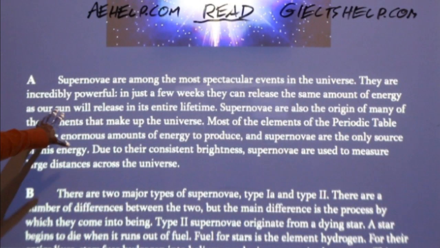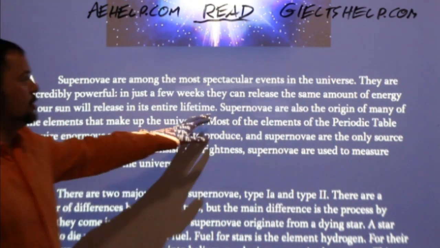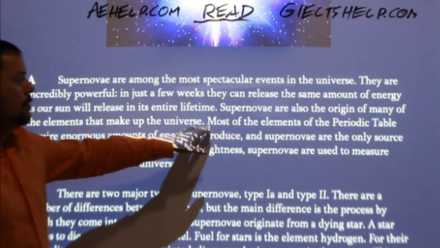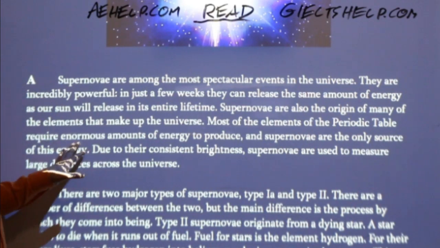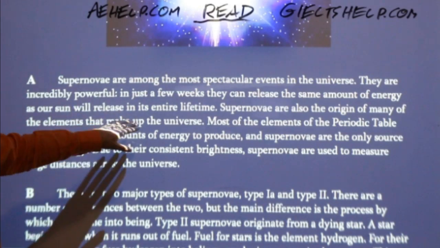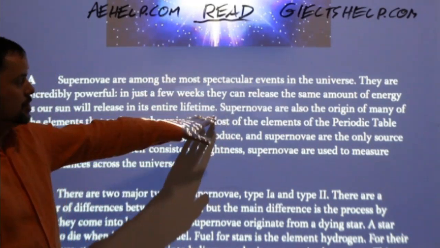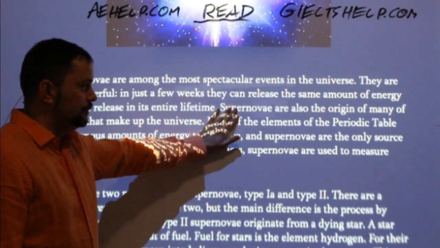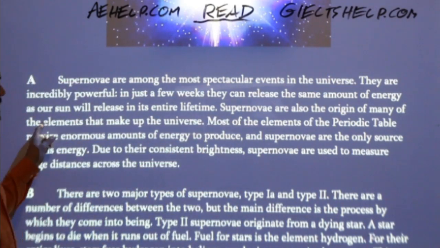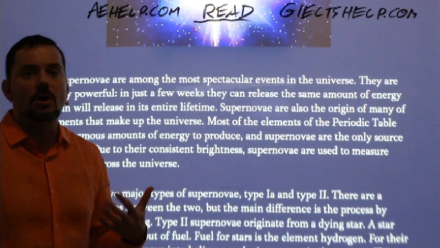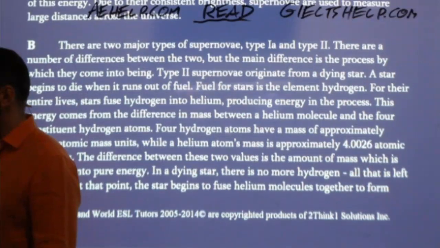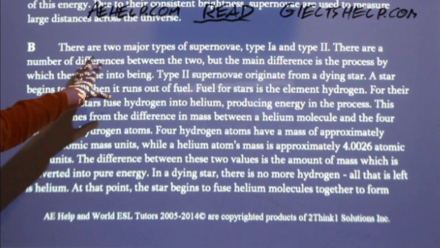And I look at the introduction, it says supernovae are also the origin of many of the elements that make up the universe. Most elements of the periodic table require enormous amounts of energy. So here, I have this information in the introduction coming fairly early. So this gives me the idea that in this essay, the author will discuss elements in the first couple body paragraphs. So right away, I can assume that I'm going to read about elements somewhere in here.